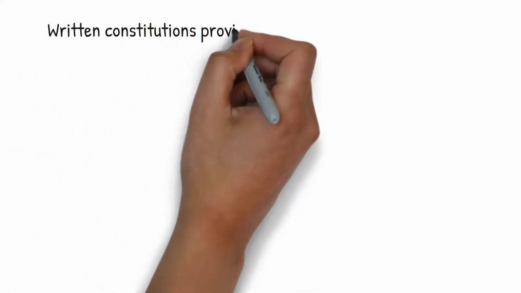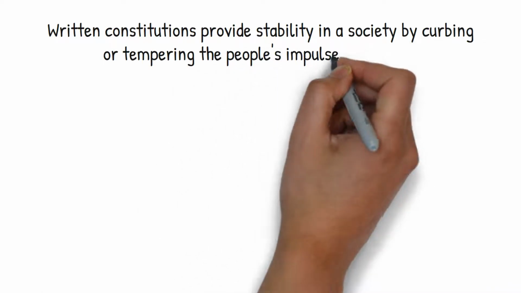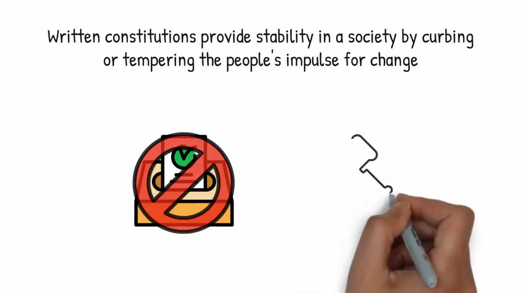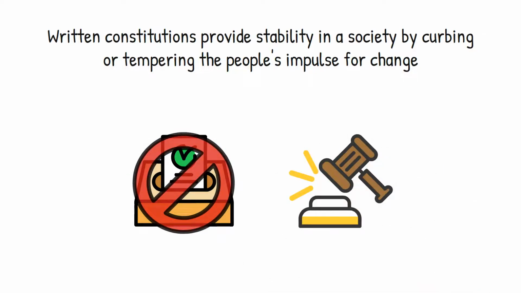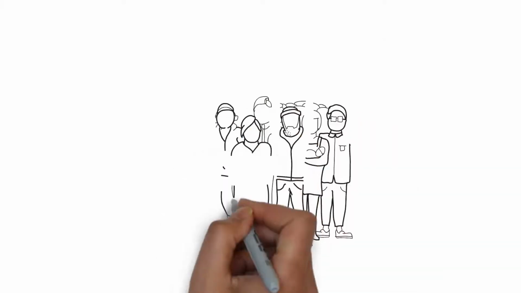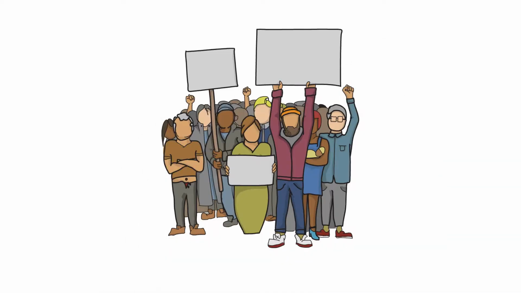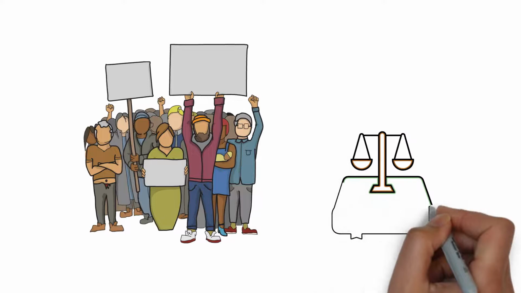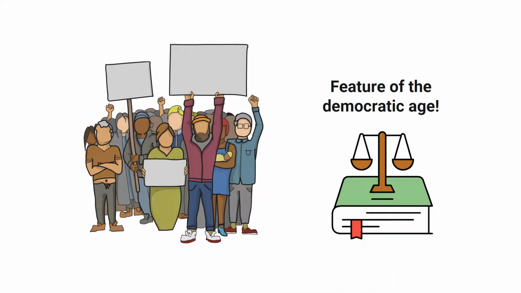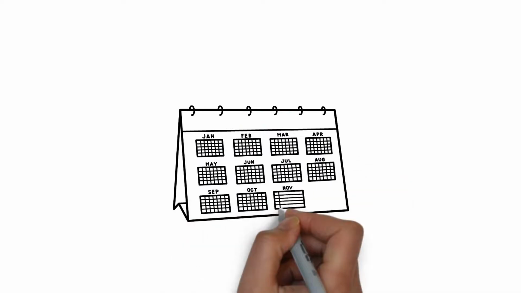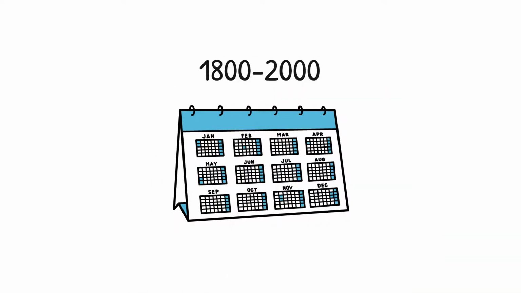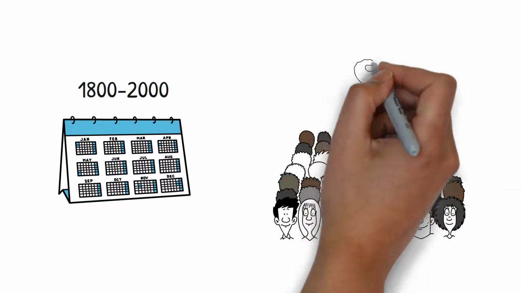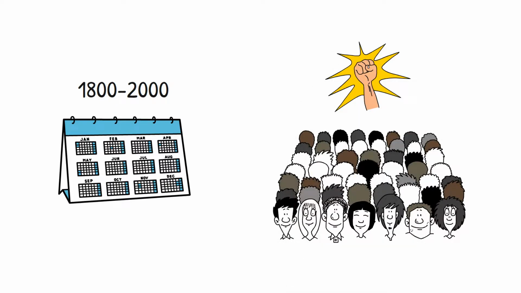Finally, written constitutions provide stability in a society by curbing or tempering the people's impulse for change. Written constitutions are anti-democratic in this sense because they compel people in the present to live by rules established by people in the past. Without a written constitution, citizens could simply change the power arrangements in the country according to the will of the people at that time. And in this respect, it's probably no coincidence that written constitutions are a feature of the democratic age, the late 19th and 20th centuries, an age of great demographic, social, cultural, and political instability, an age in which the public has much more political power over its government and institutions, even in non-democracies.